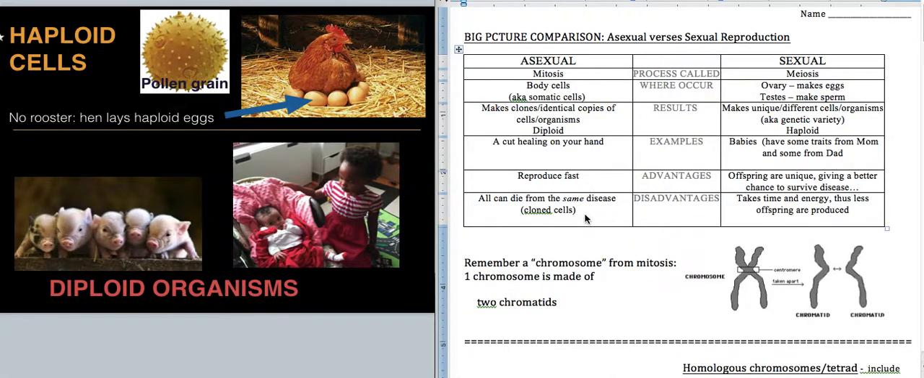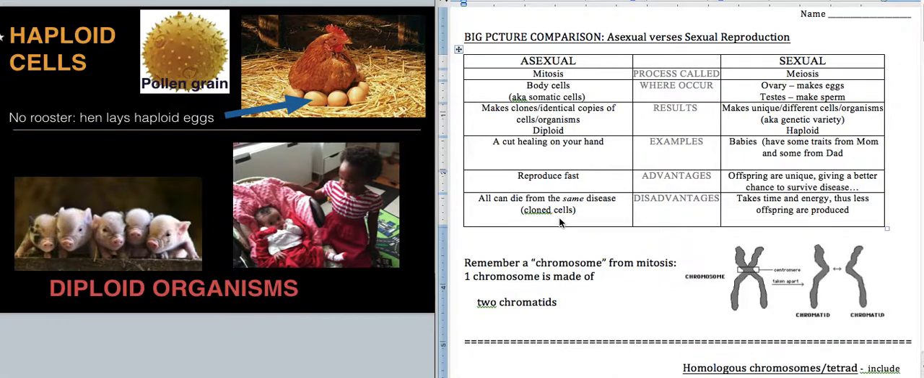Now, the disadvantage for that is all the cells from that line of mitosis cells can die from the same disease. So, yes, that does kind of hurt us as well. We know right now we have the coronavirus going on, and some people can get the coronavirus and they're very, very ill. We know those are people that are over the age of 60 with underlying health conditions. But people younger than that, for whatever reason, are better. They don't get as sick. They can still get sick, but they don't get as sick.